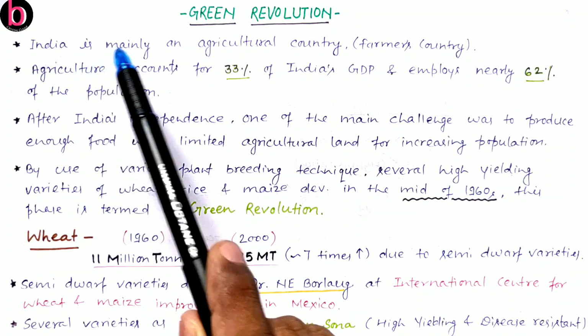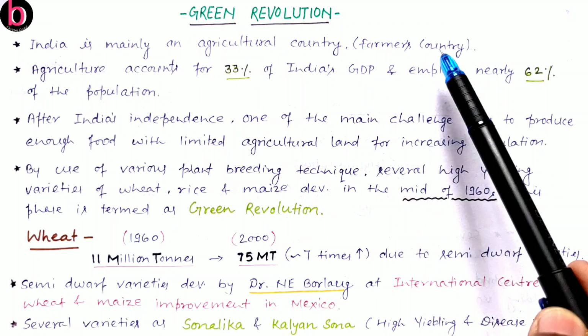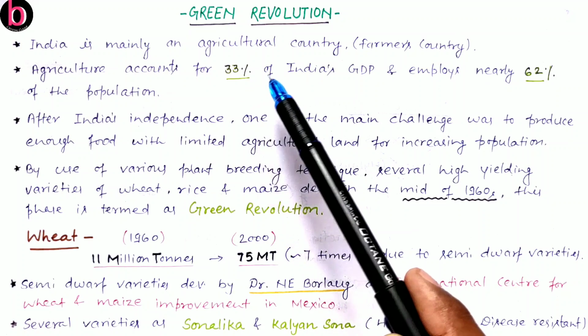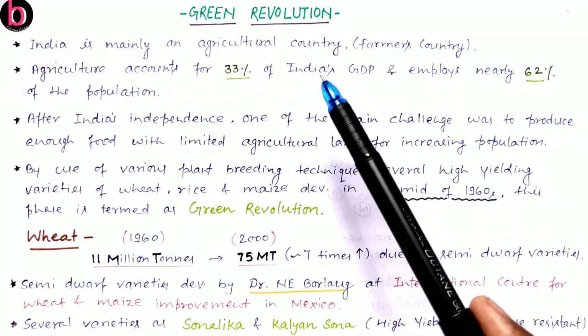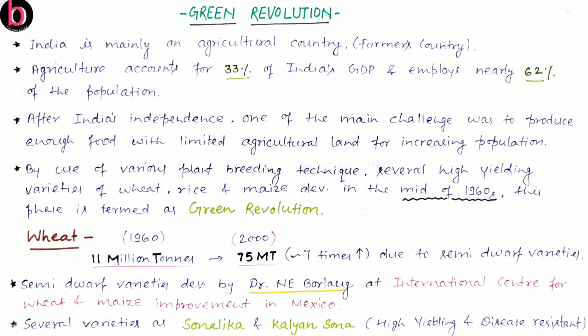As we know, India is mainly an agricultural country, that's why it is also known as a farmers' country. Agriculture contributes nearly 33% of India's GDP. What is GDP? GDP is gross domestic product. This measures the value of economic activity within a country. GDP can also be defined as the sum of the market values of all final goods and services produced in an economy during a period of time.